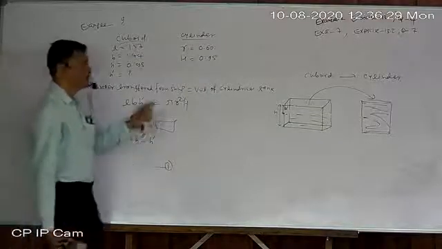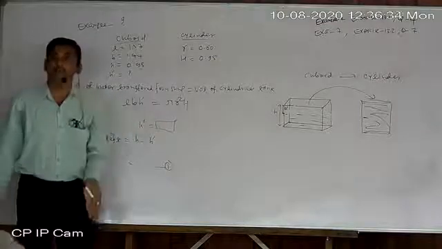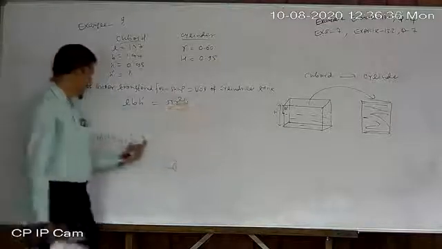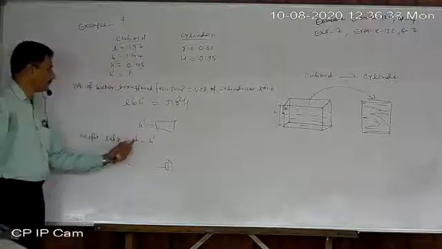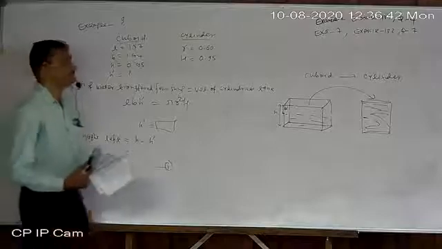After h prime, they have asked up to how much height the water is left, not gone. So we subtract h prime from the total height. Whatever you get, that is our first answer. Now they are comparing.